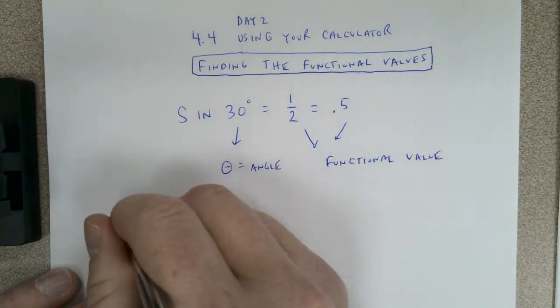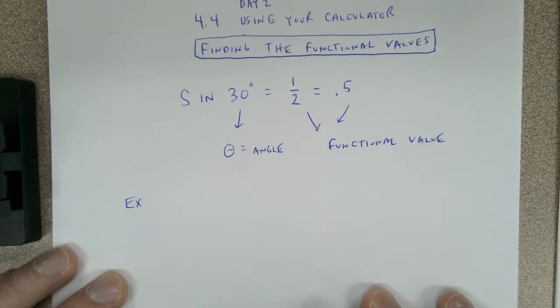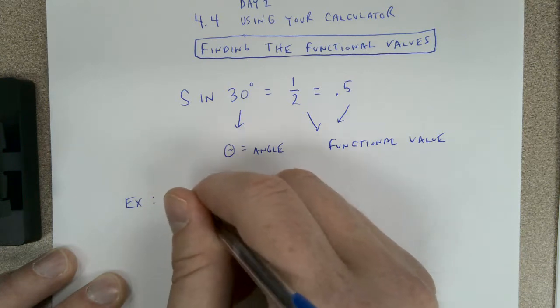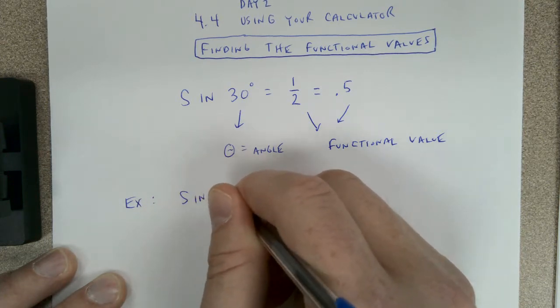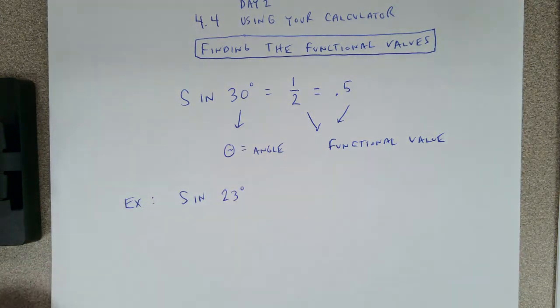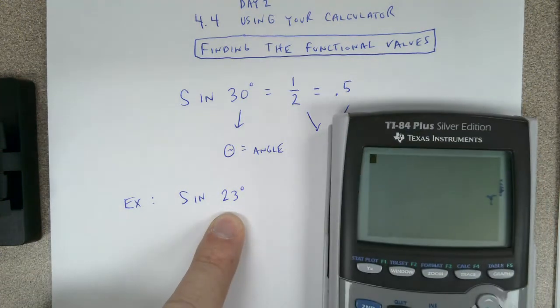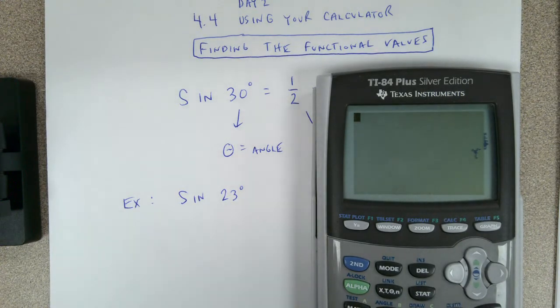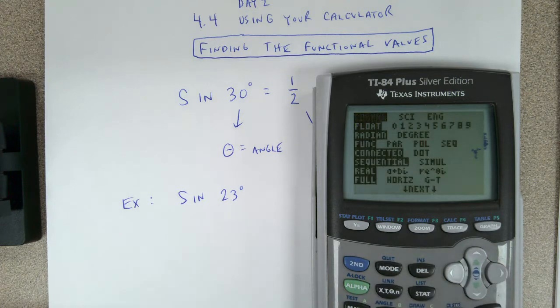and this is going to be your functional value. So if we were to do an example, let's say the example is the sine of 23 degrees. Again, all of these are going to be calculator problems. Now, when they're giving you degrees, it's going to be real important on your calculator that you have your calculator in the degree mode. So if I hit mode, notice here on my calculator right now, it's in the radian mode. So I'm going to put it over to the degree mode.